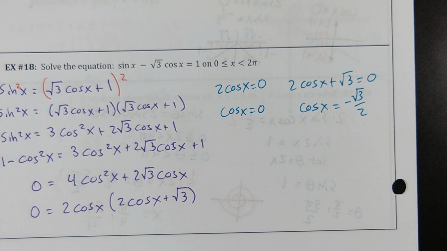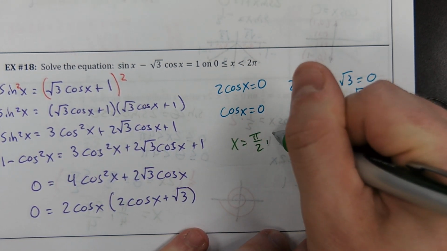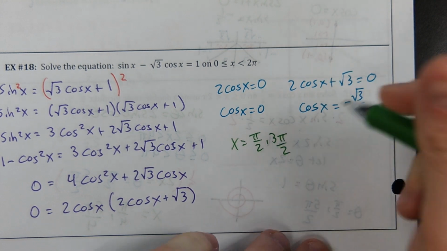When is cosine 0? The y-axis. Pi over 2 and 3 pi over 2. Good. So we have x equals pi over 2 and 3 pi over 2.